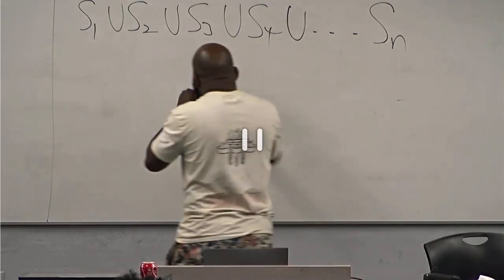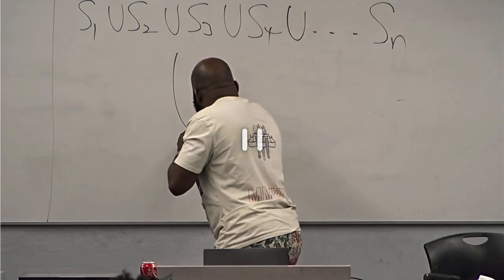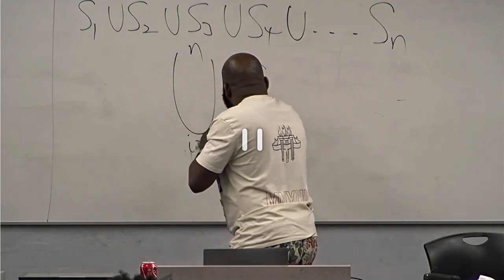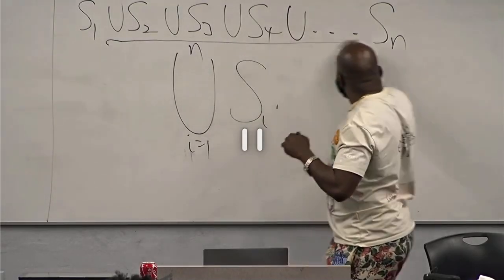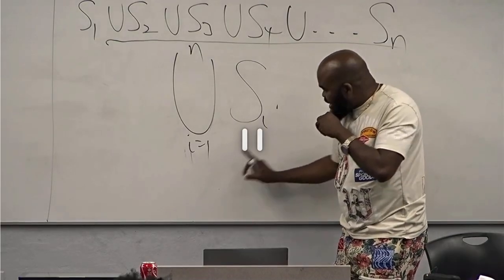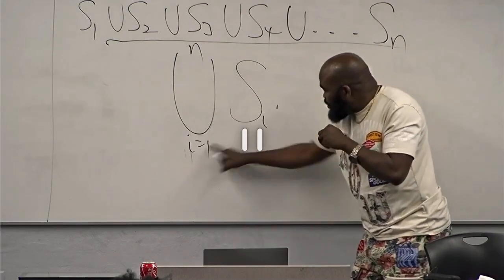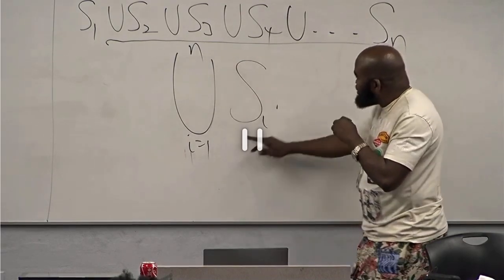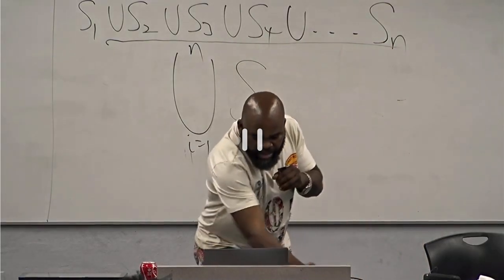The shortest way to write this, I'm going to write the union symbol, then I start from i equals 1 up to n, and I put Si. Look at that. This is the shortest way of writing all of this. I start from 1 to n, which means if I plug in 1, it's going to be S1 union S2, and so on. So this is the shortest way to write this.